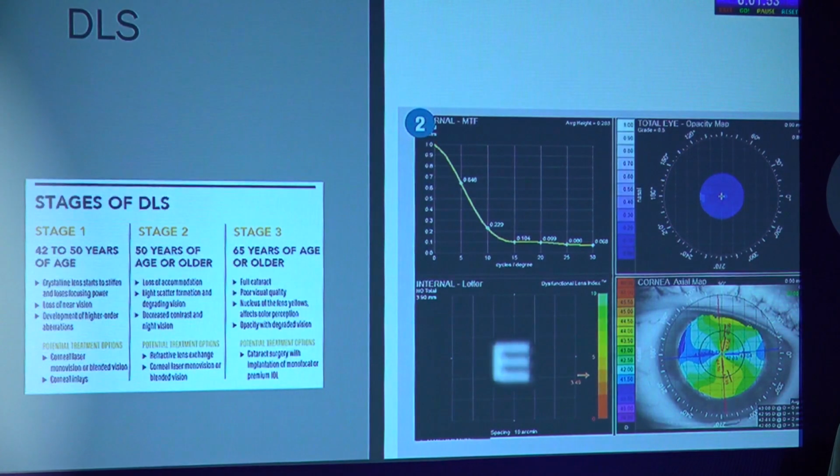In the early stages, there is loss of near vision and development of higher order aberrations. In the second stage, there is a decrease in the contrast and night vision. And finally, it becomes a full cataract, and it affects your color perception, and you can easily diagnose it as a cataract. Now, so DLS is basically a spectrum which starts from presbyopia and progresses on to cataract.